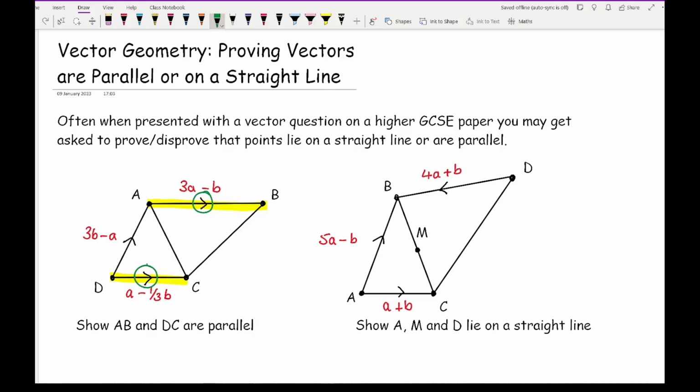And here in the second diagram, it says show A, M and D lie on a straight line. So we want to show that if I draw a line going through each of these 3 points, which I'm going to do now, they lie on a straight line.